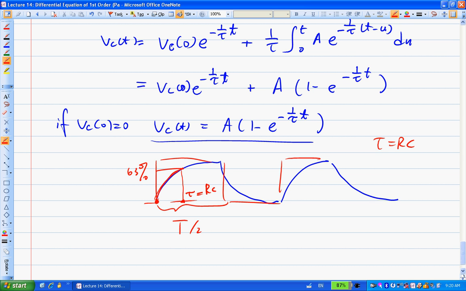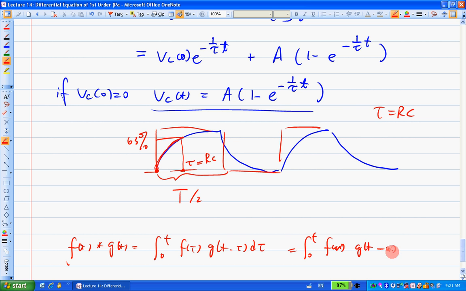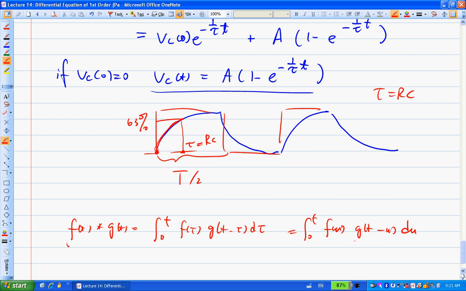See, in general, convolution is this: f(t) convolved with g(t) is the integral from 0 to t of f(tau) g(t minus tau) d tau. And I don't have to use a tau here, I can use a u. So if you compare this to what you have there, that's basically this quantity. I'm using u instead of tau here because I already have a tau there. It makes sense. Yeah. Thank you.